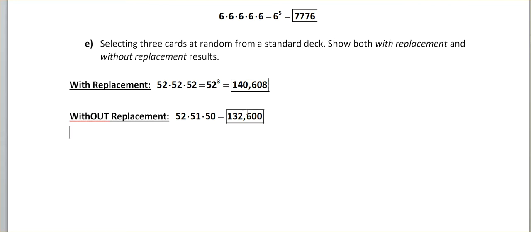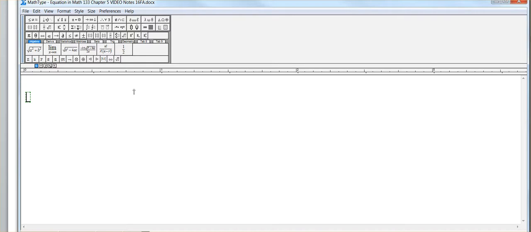This is also called, by the way, a permutation, if you've ever heard of that word. We are not necessarily going to cover that, but that's what it is. If you've ever seen the symbol, it looks like this. There's 52 cards, you're choosing 3. So that's what it would look like in notation. Sorry, what was this? 132,600.